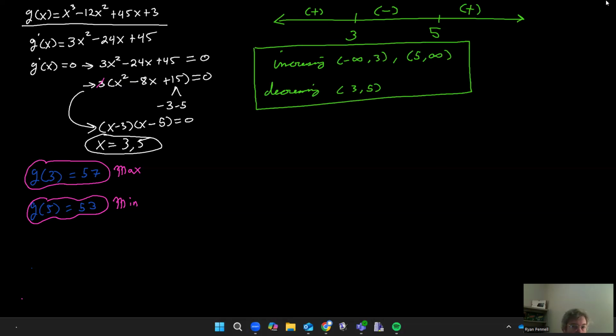Okay. Now, what was the other part of the question? The coordinates of the inflection point. Inflection. So the inflection point has to do with the second derivative.